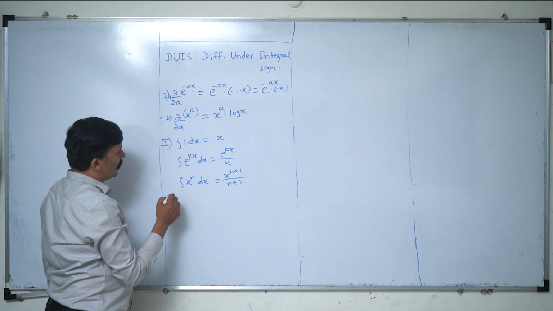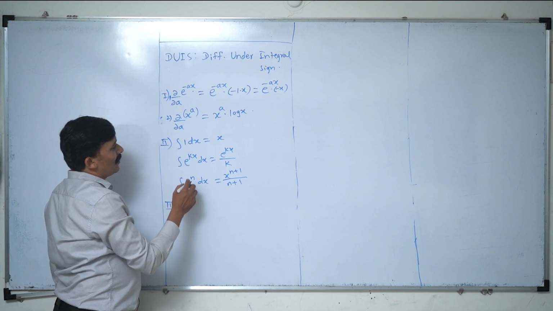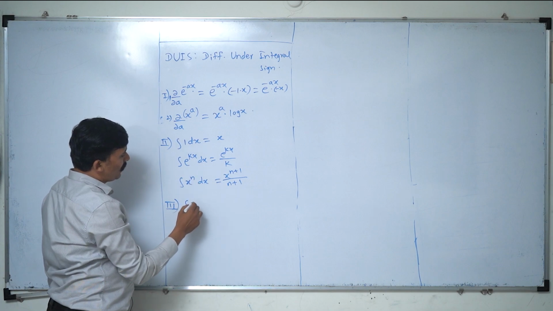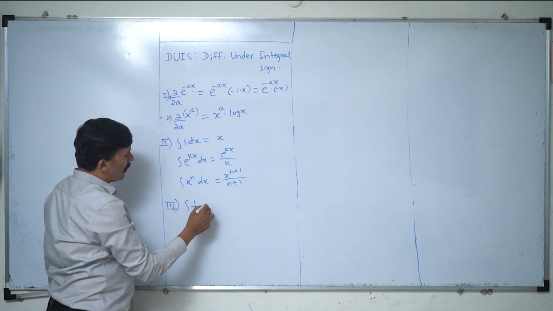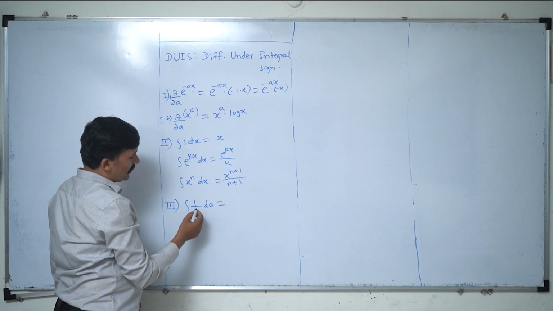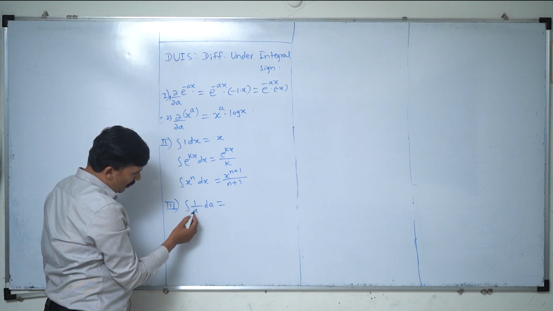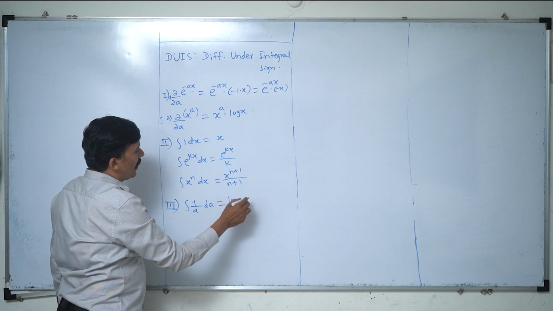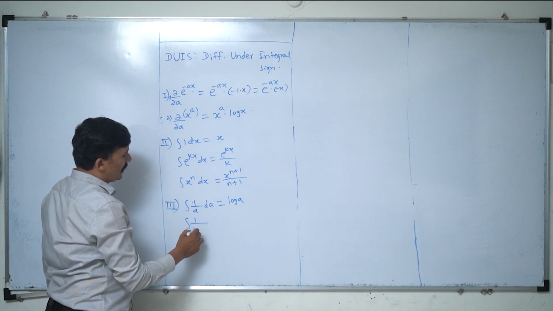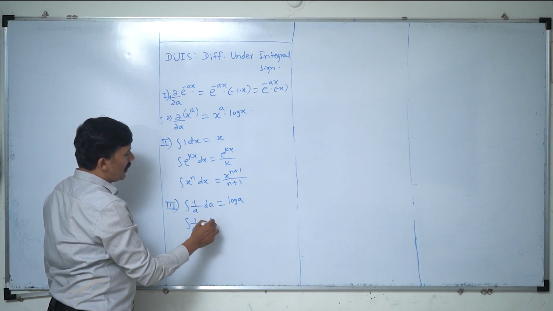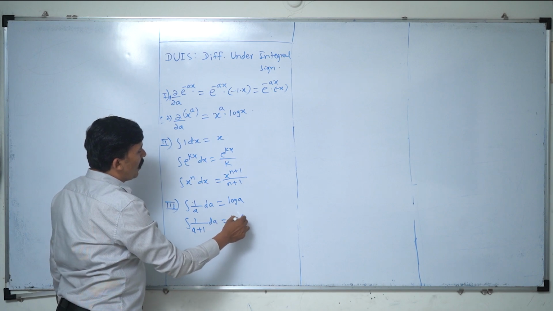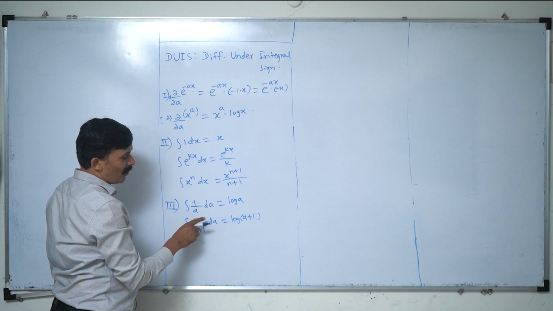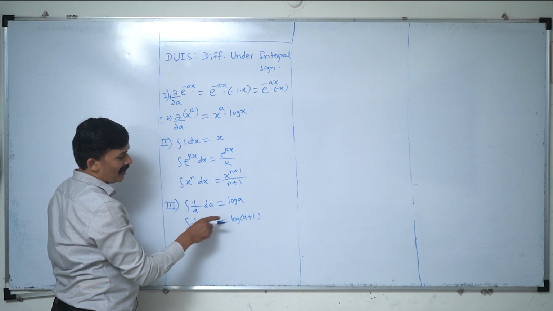Then third, you can also write integrals with respect to a, instead of x. Integral of 1 upon a dA, what is the integral of this? Derivative of a is 1, so its integral is log a. What is the integral of 1 upon a plus 1 dA? That is again log of a plus 1, because the derivative of a is 1 and the derivative of 1 is 0. So we can use the f dash upon f formula.